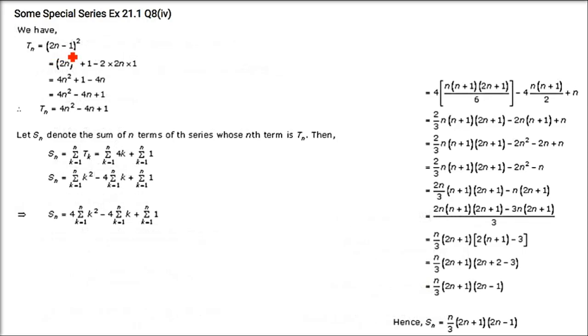Now 2n minus 1 whole square, this is an NCERT question. Open this: 2n whole square plus 1 minus 2 into 2n into 1. So 4n square minus 4n plus 1 will come. So 4 sigma n square minus 4 sigma n plus sigma 1. In place of sigma n square write n plus 1 into 2n plus 1 by 6, in place of sigma n write n plus 1 by 2. As I told you, sigma 1 means n, so just put n. The solution is n by 3 into 2n plus 1 into 2n minus 1.